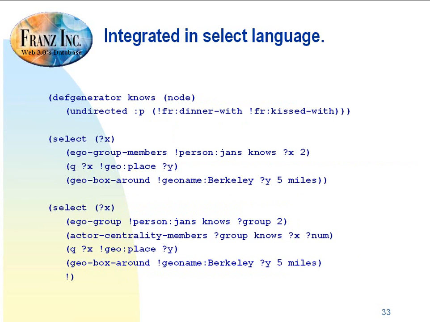And then, as I showed you before, all these social network analysis tools can be embedded in the query language. So here's an example where you generated a knows generator, and then here you would create a query where you find the people that Jan knows, to the second degree, and then find all the places that X is in, and then find a box around that particular place.